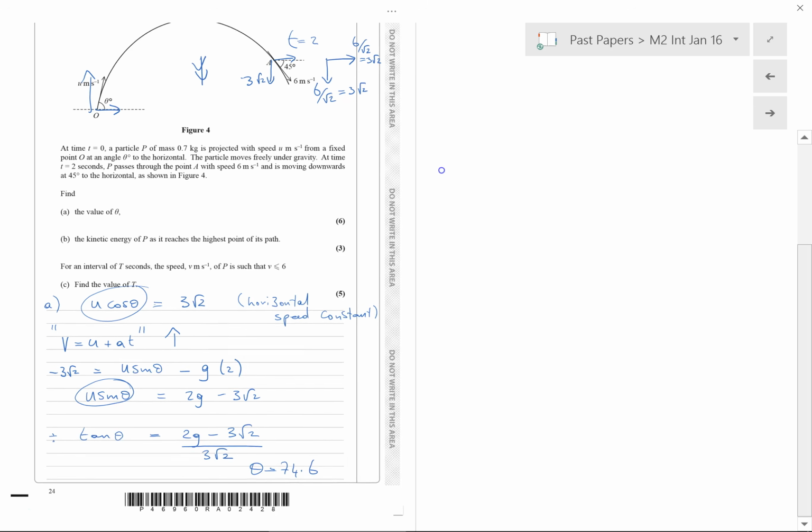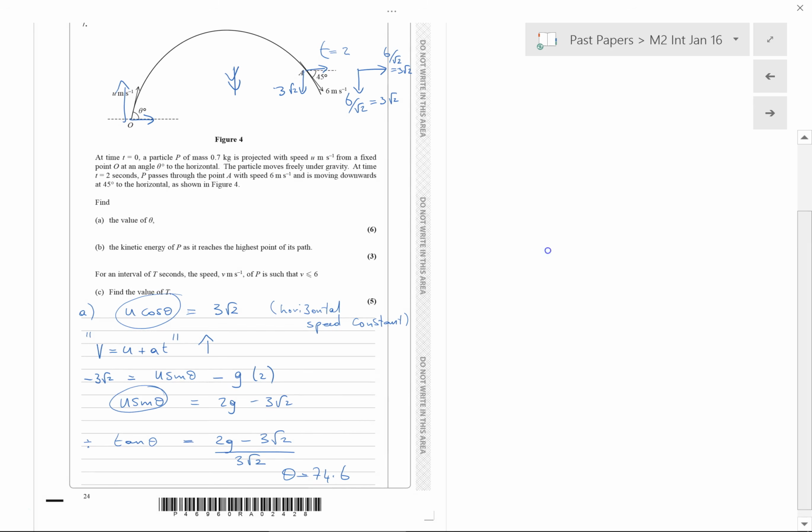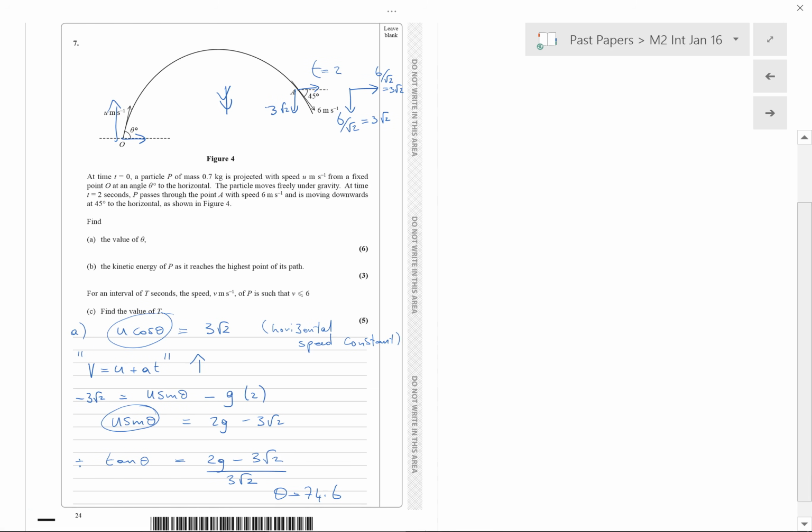Not too bad. 6 marks come by easily compared to what we were having to sweat over in the last question. Part B, the kinetic energy of B at its highest point. They just want us to recognise that there's no vertical velocity there. The horizontal is constant, which is 3 root 2.